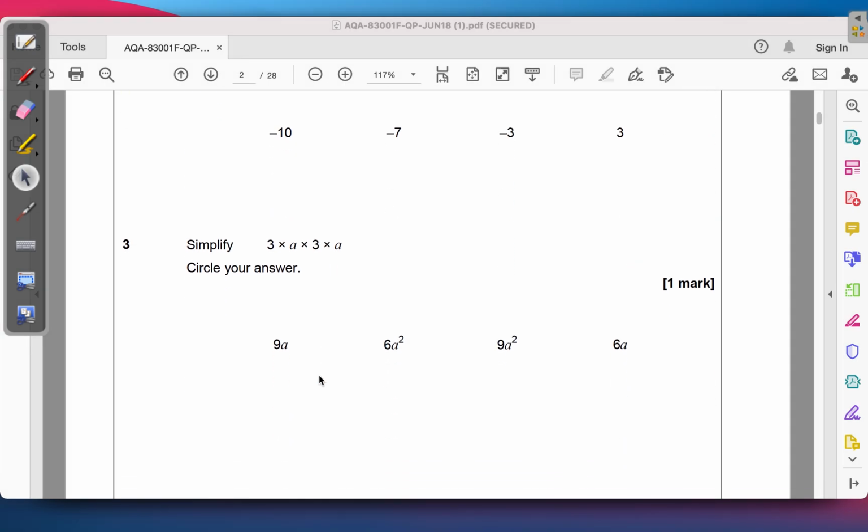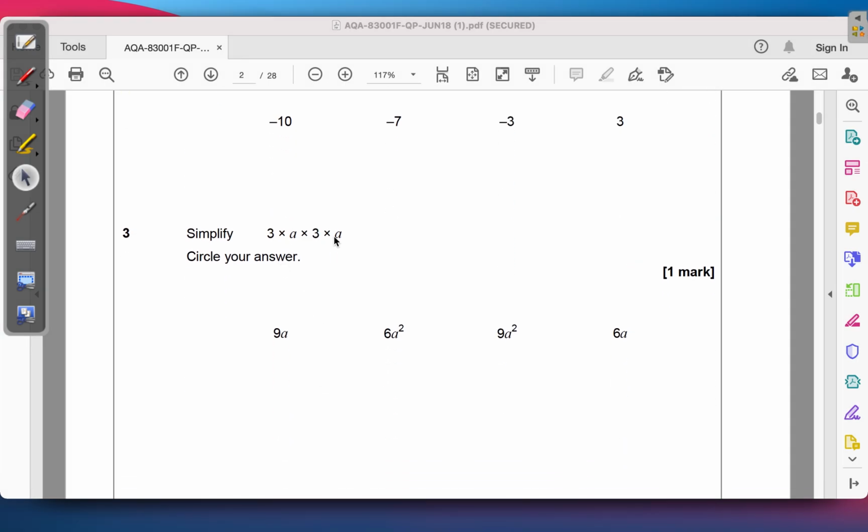So next one. Simplify 3 times a times 3 times a. Okay, so what I like to do is group the numbers together. So I'll do 3 times 3, and then I'll group the letters together as well, and this just helps me separate in my mind what I'm going to do. So I'll do the numbers first, so 3 times 3 gives me 9, and then when we do a times a, we get a squared. So the answer is 9a squared.